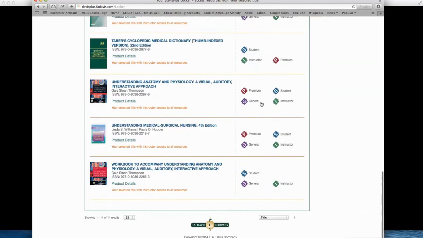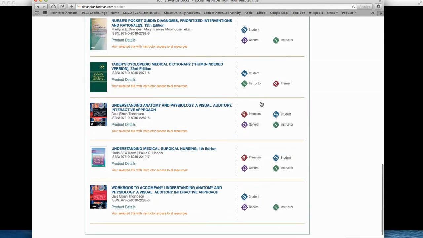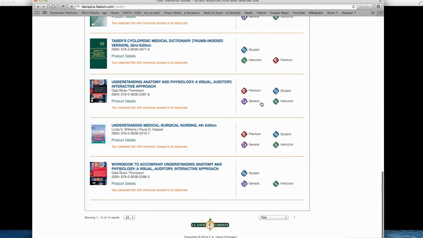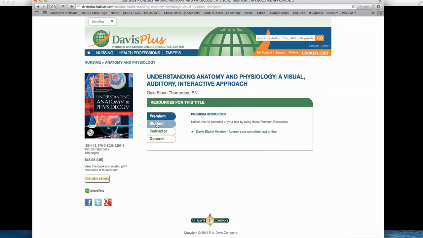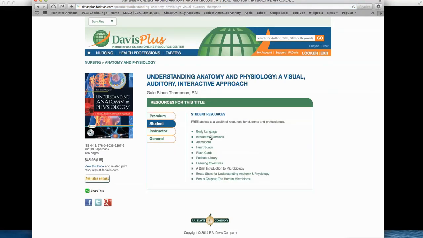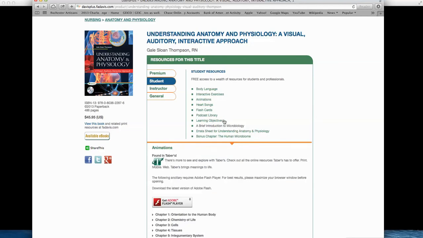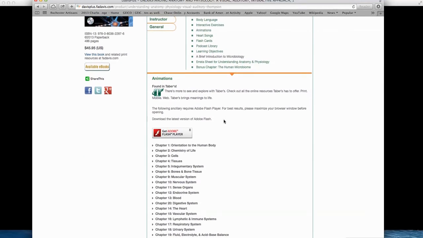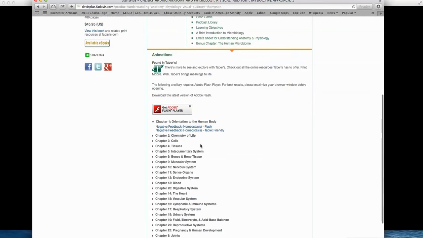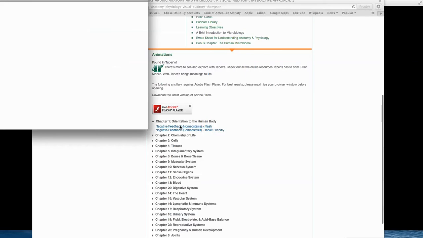So I have lots of different options here, but you're probably going to have just a few of these options depending on how many of your books you add to your locker. And you'll have student resources. Under here you have lots of different things: different types of review activities, interactive exercises. Mostly what I'm going to show you during some of our lectures is animations. These are nice little videos that show some of these more complex systems, okay? So I'm going to show you the one on negative feedback.